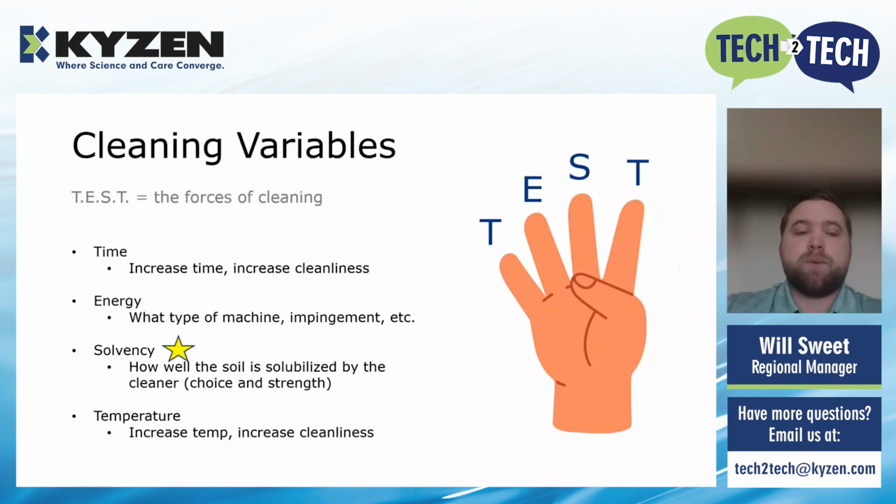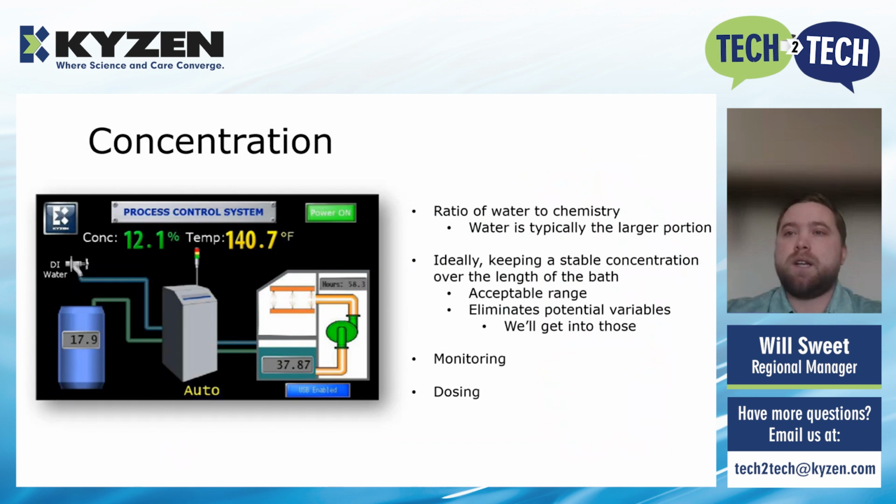We're going to be spending the rest of this presentation on the S in T.E.S.T, and that is solvency, and in particular the concentration of the chemical choice that you go with. Concentration, very simply, is just the ratio of water to chemistry, at least for the sake of this presentation. Water is typically the larger portion of this in parts washing. Ideally, you want a stable concentration over the length of the bath.